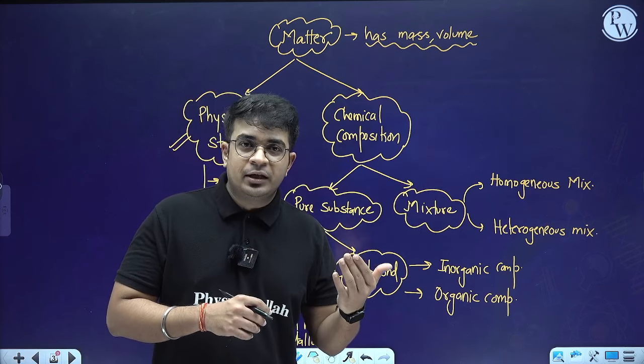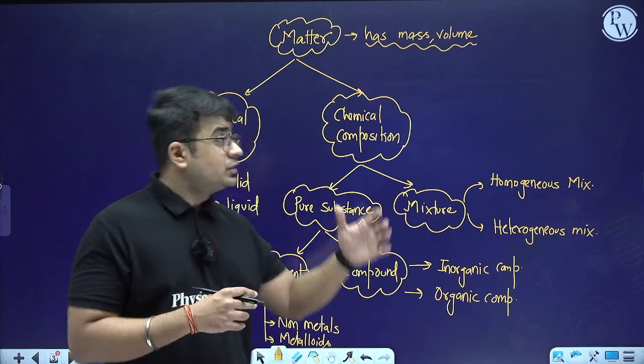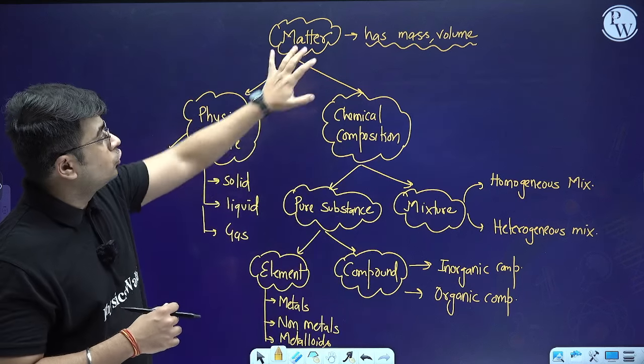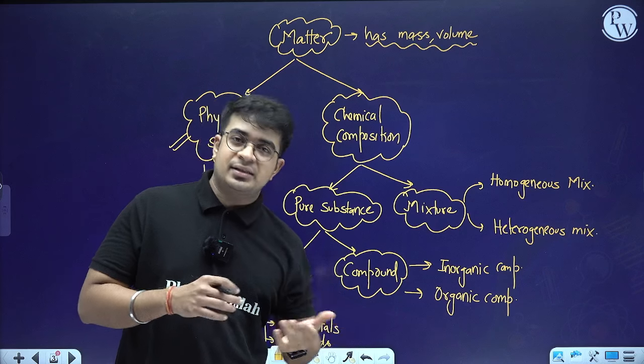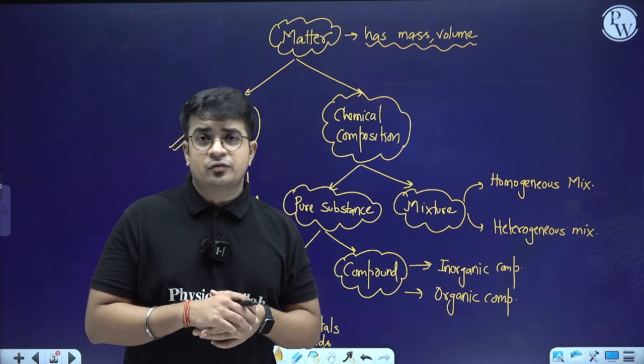Now if I talk about the basic analysis of chemistry, it always starts with the study of matter. So we know every type of matter which has mass, which has volume, which can be felt by our senses. That is a particular analysis of matter.